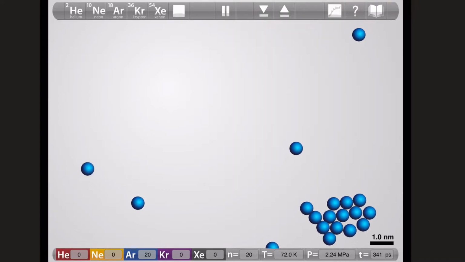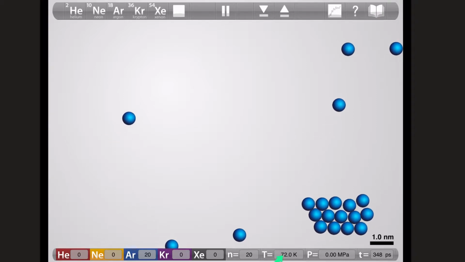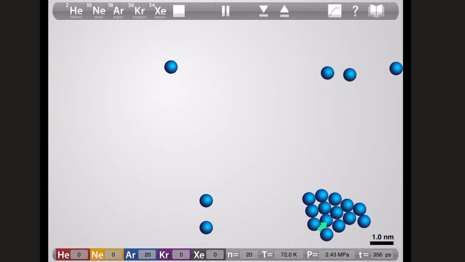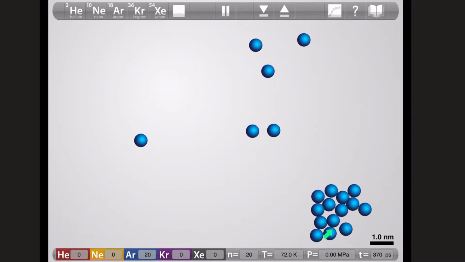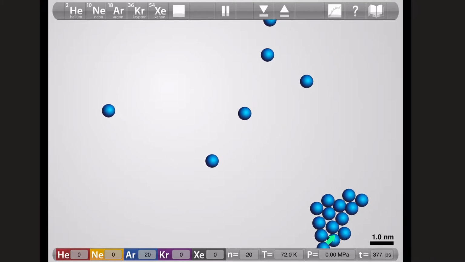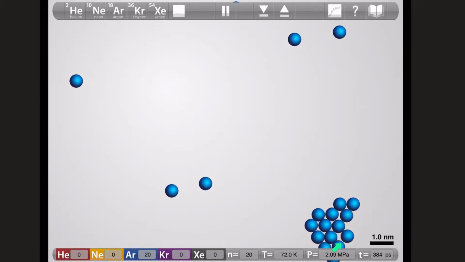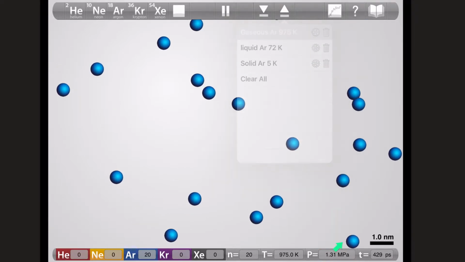Now I went ahead and recalled a saved state here. So now I'm at 72 Kelvin. And you can see that the atoms now are kind of moving over top of one another. So if you keep your eye on this one here, it's kind of moving around, and other atoms are sneaking around it. So it's no longer a solid, it's more of a liquid.